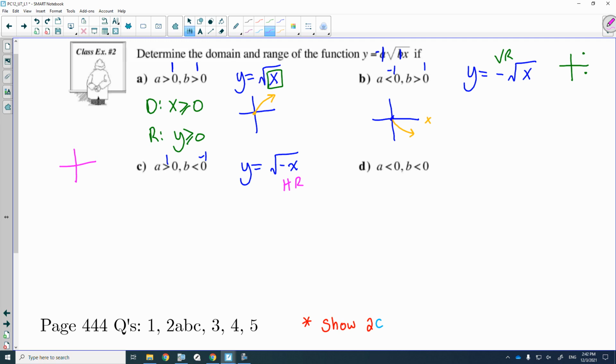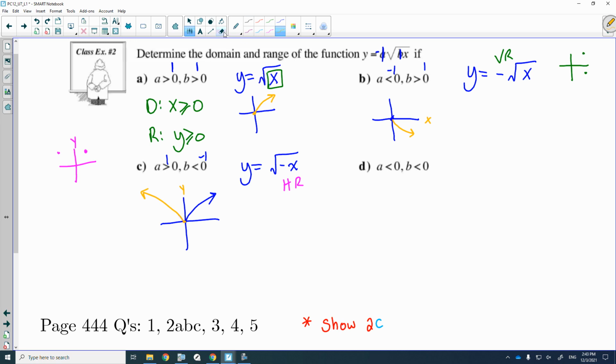Remember that a horizontal reflection is a reflection about the y-axis. So let's draw the graph of y is equal to the square root of x, which would be that. And if you now reflect that in the y-axis, the new graph would be as follows.